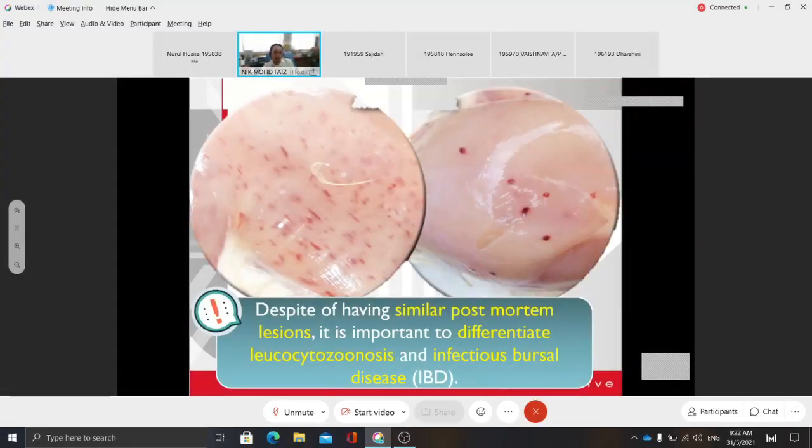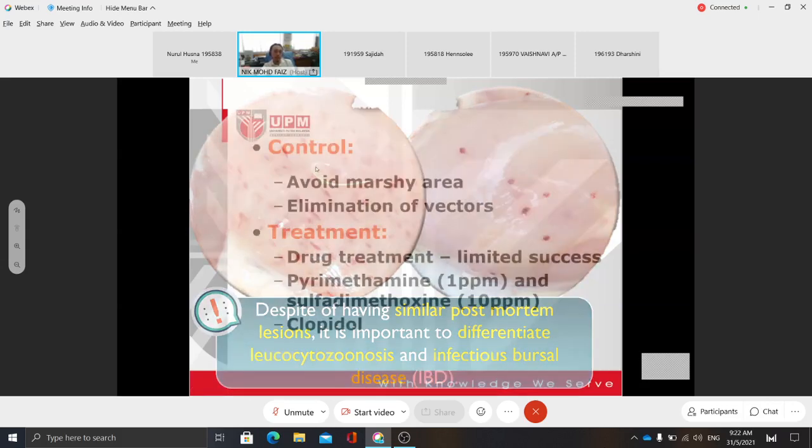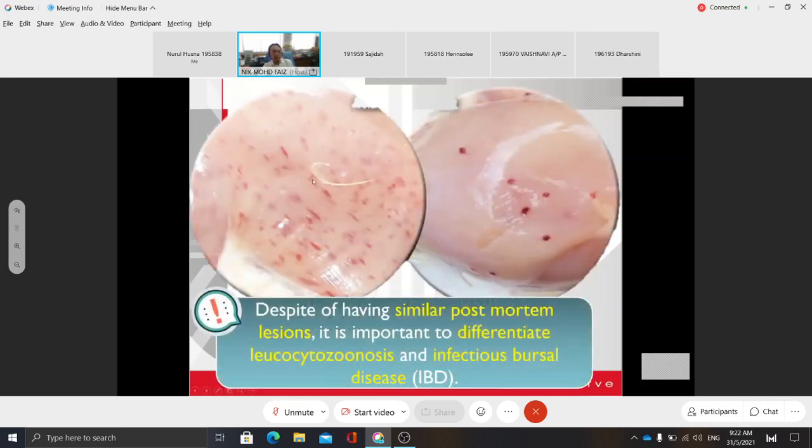So they look like this. The difference is that leukocytozoonosis usually is pinpoint in nature like that, and infectious bursal disease lesions usually follow the musculature line, the muscle streaks. Sometimes they are just a splash of blood in the muscle. However, in leukocytozoonosis it is usually pinpoint, like polka dots in appearance. Same as chicken infectious anemia, which also has similar lesions to infectious bursal disease, which is like this.